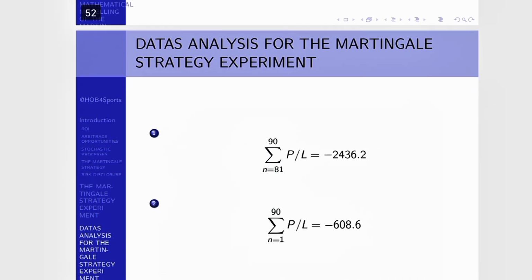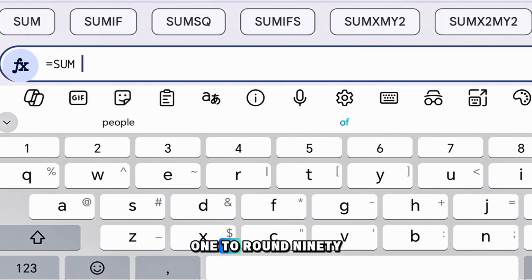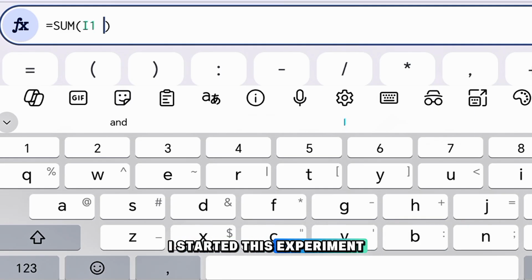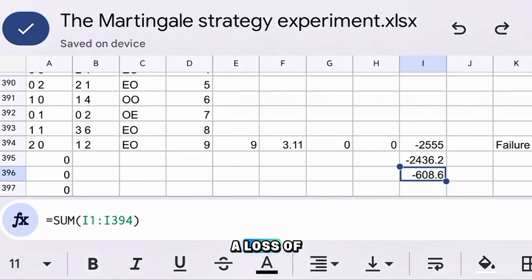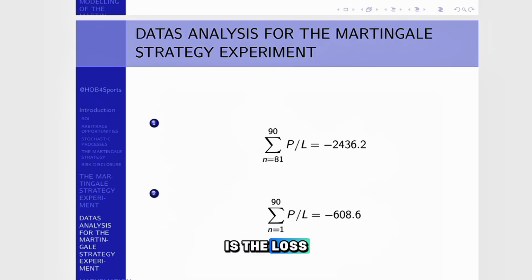So now if I take the summation of profit or loss from round 1 to round 90, since the first time I started this experiment to round 90, where I am currently at, you can see I am standing at a loss of 608.6. 608.6 is the loss that I'm currently making. So that's it.